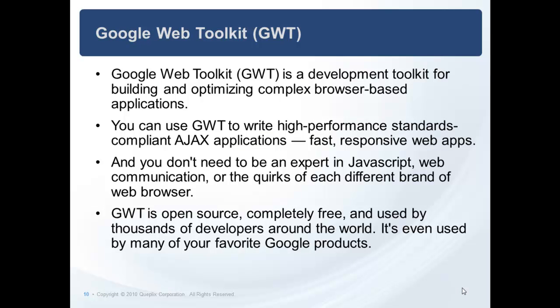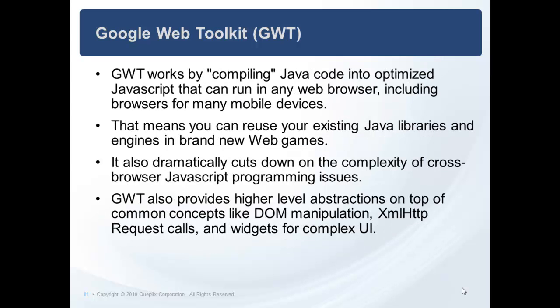Google Web Toolkit, for those of you that don't know, is a development toolkit for building and optimizing browser-based apps. You can write high-performance, standards-compliant code using Ajax, which gives you a very fast front end to your applications. And you don't need to be an expert in JavaScript. You don't need to worry about that. The best part is that it's open source, completely free, and it's used by thousands and thousands of developers today. And of course, the Google products use GWT.